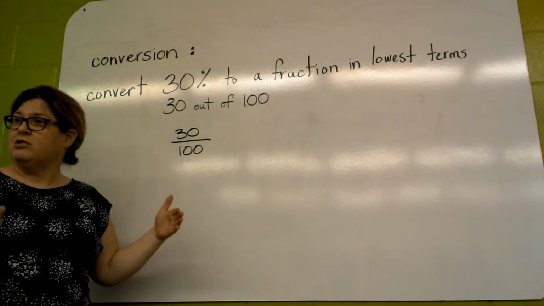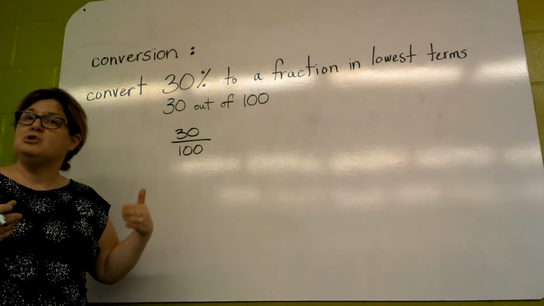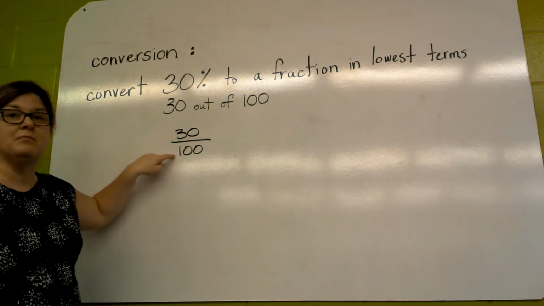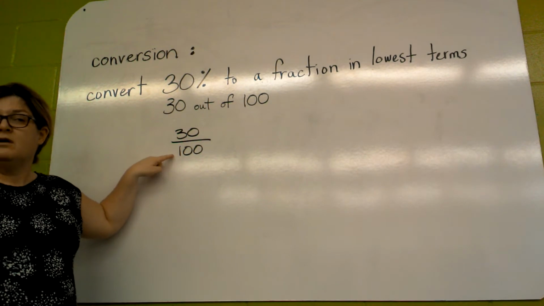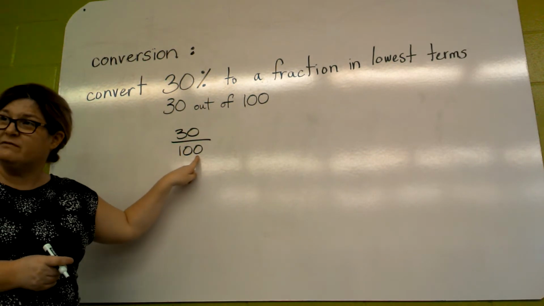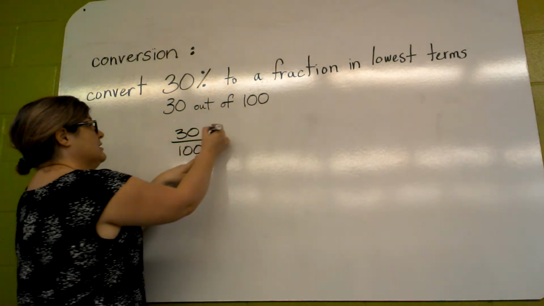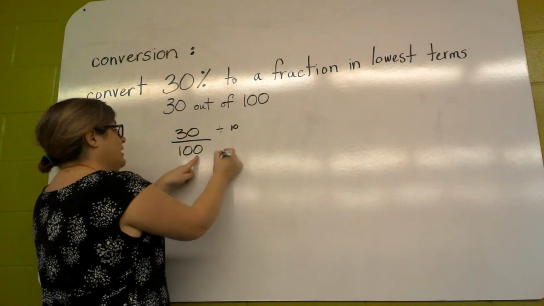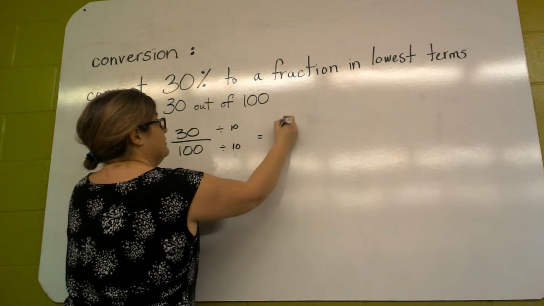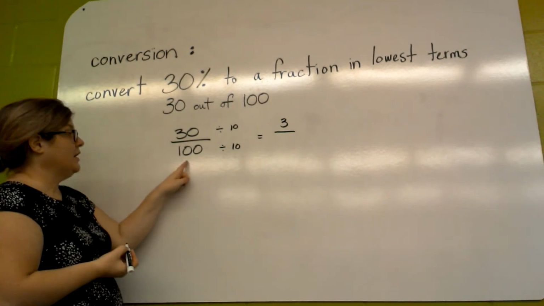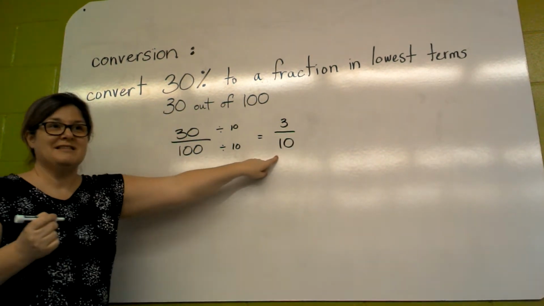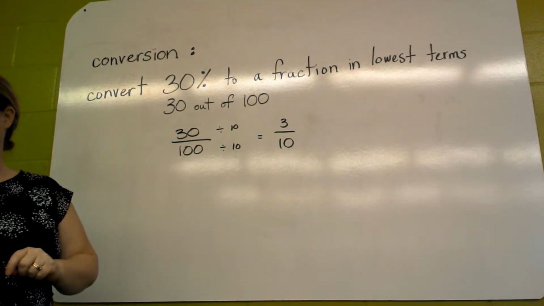If you don't, it's more trial and error, going through the numbers that you do know that would multiply to give you 30, and then trying those same numbers into the 100. Many of us can look at this and see that they both end in 0, therefore this number is divisible by 10. And so I'm going to divide by 10 on top and by 10 on the bottom. 30 divided by 10 will give me 3. 100 divided by 10 will give me 10. And 3/10 is my fraction in lowest terms.